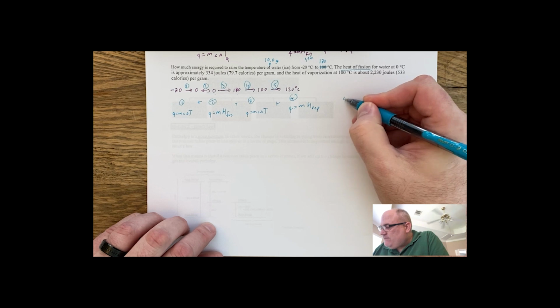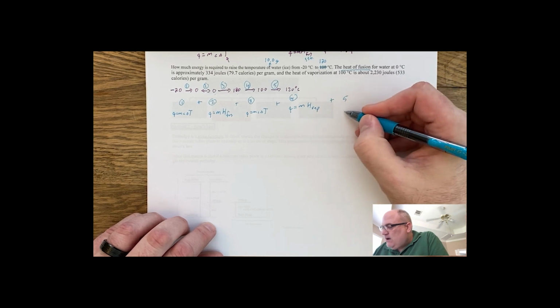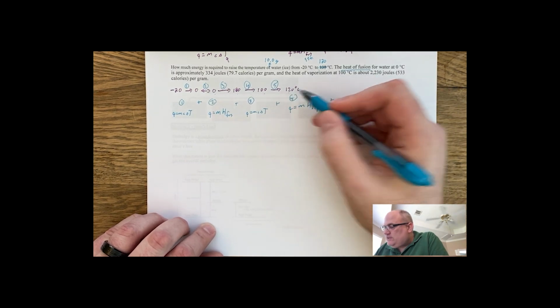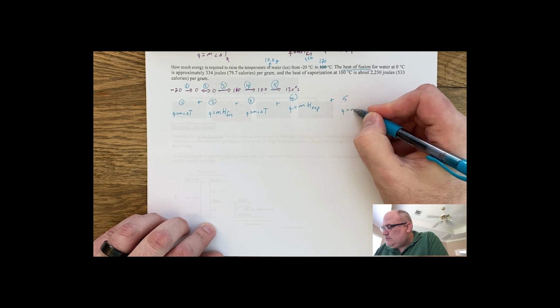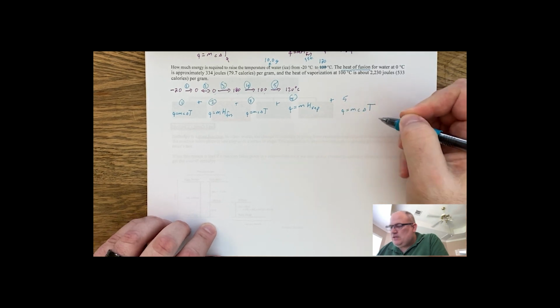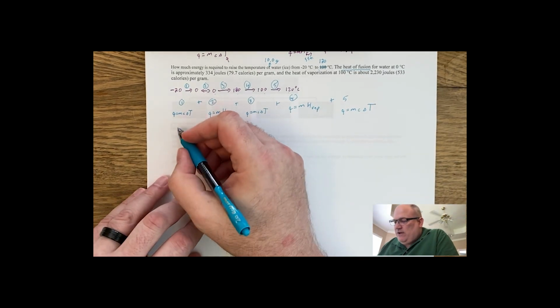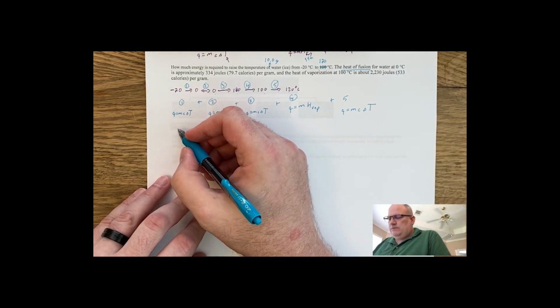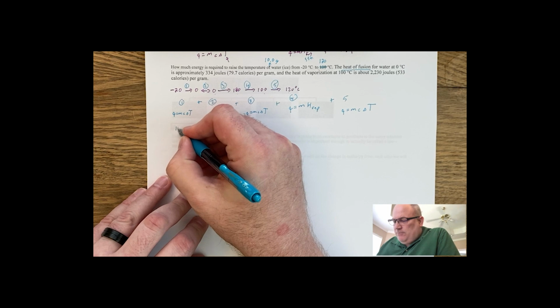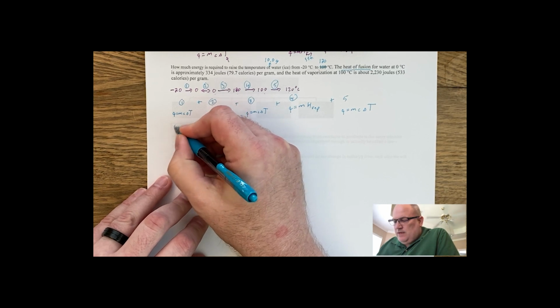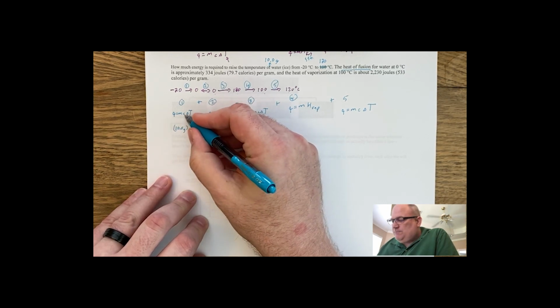And then finally, in step 5, we're going to add in, again, going from 100 to 120. So that's going to be Q equals MC change in T. So in all these cases here, what we're going to do is just plug in numbers. So if I go over here, I'm going to go 10.0 grams, and I'm going to use the specific heat of water.